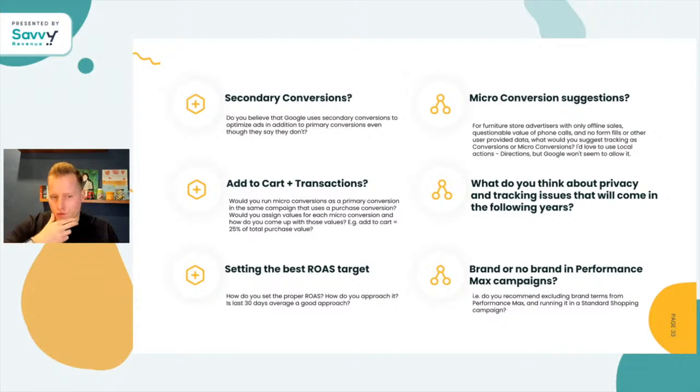What suggestions do we have for micro conversion? We've been through them, but I thought the question was really good. For furniture store advertisers with only offline sales, questionable value of phone calls and no form fills or other user provided data, what would you suggest tracking as conversions or micro conversions? I'd love to use local actions, directions, but Google won't seem to allow it.